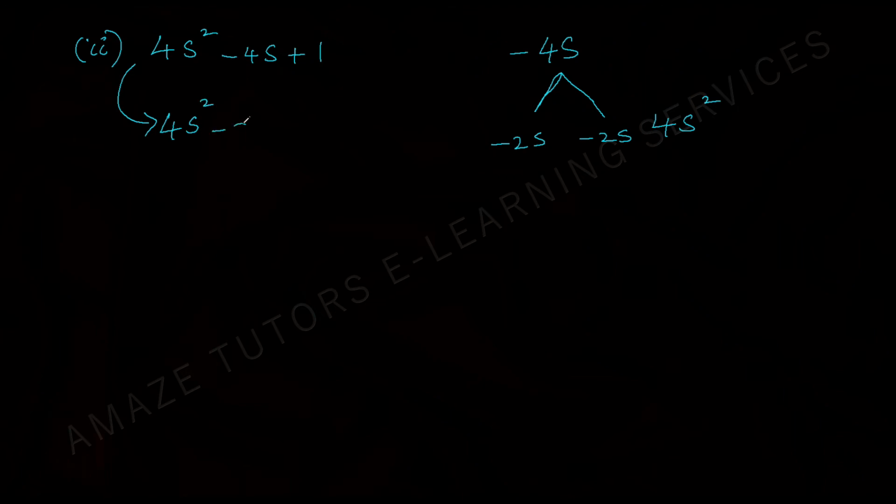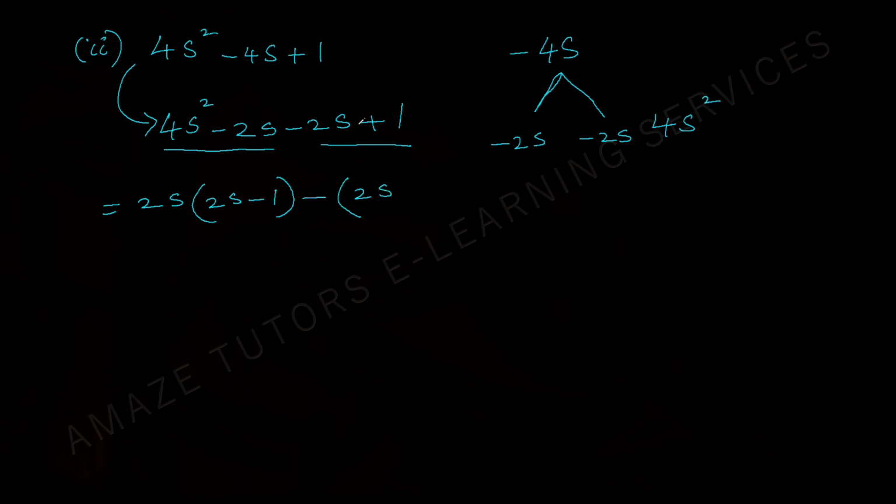So negative 4s can be written as negative 2s minus 2s plus 1. Again, factor by grouping. Group the first two and group the last two. What is the greatest common factor between these two? 2s. Now write the remaining 2s minus 1. And what is common here? There is a negative here that can be taken outside. Now write the remaining 2s, and this plus will become minus because I have already taken negative. So minus 1. As there is no number, you can even write 1 here.